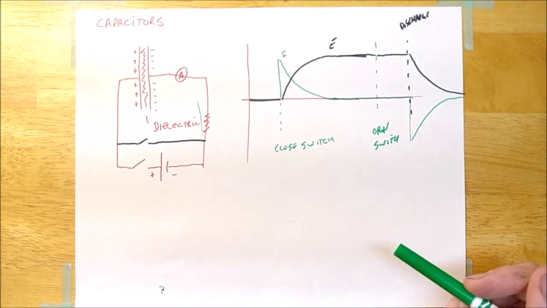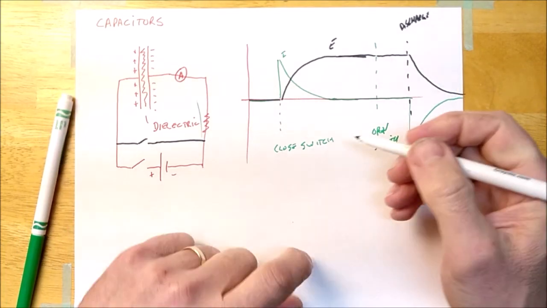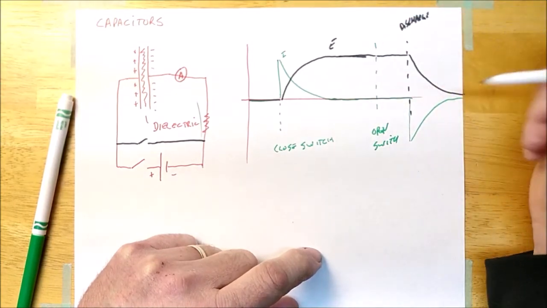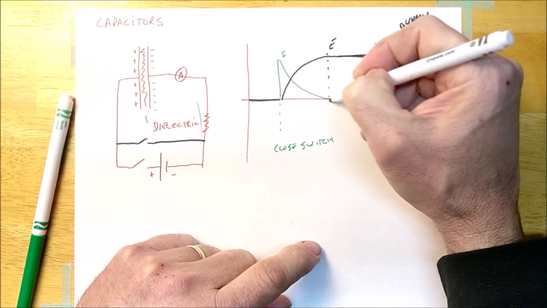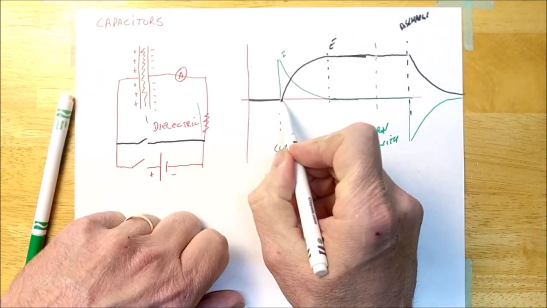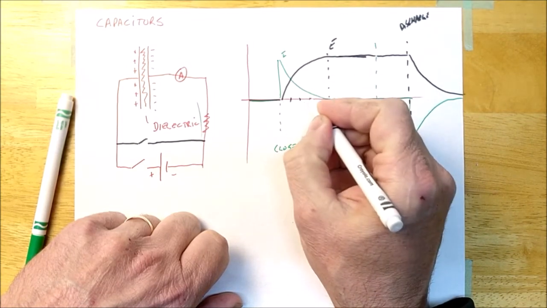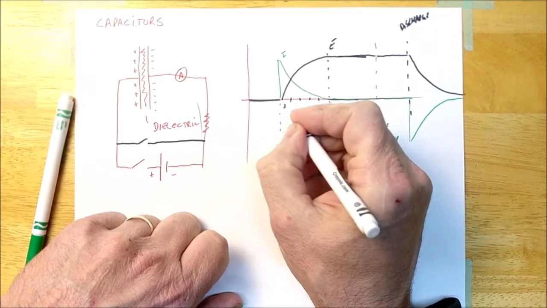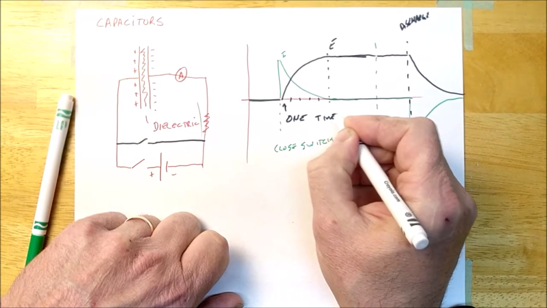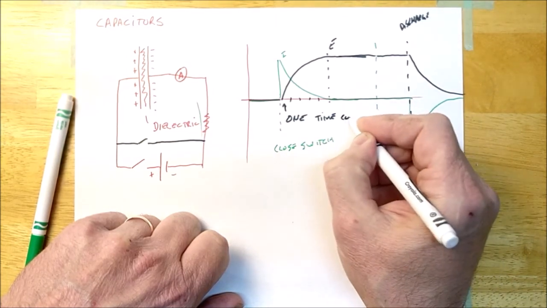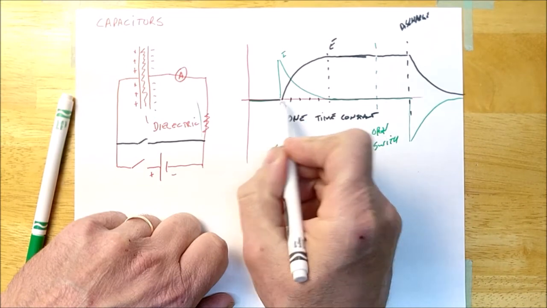Now, before we go any further, you probably already know from your electronics class that this charge curve and this discharge curve is very predictable. And I'm not going to spend a lot of time on it, but I want to remind you that this charge curve can be split into 5 sections. Each one of those is called one time constant. And there's a formula for calculating that time constant.